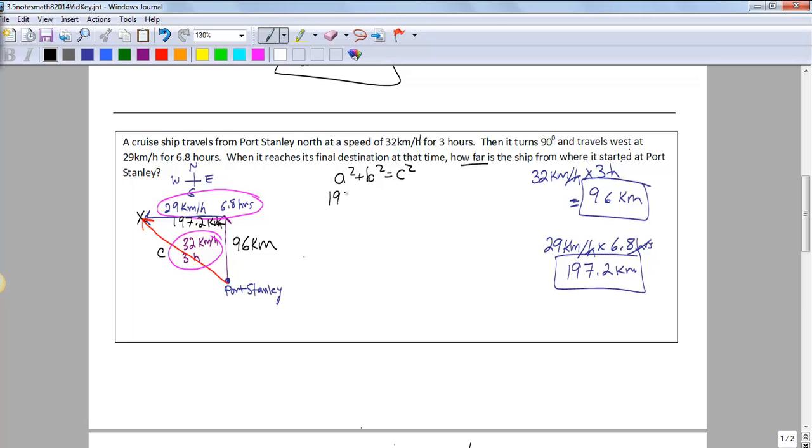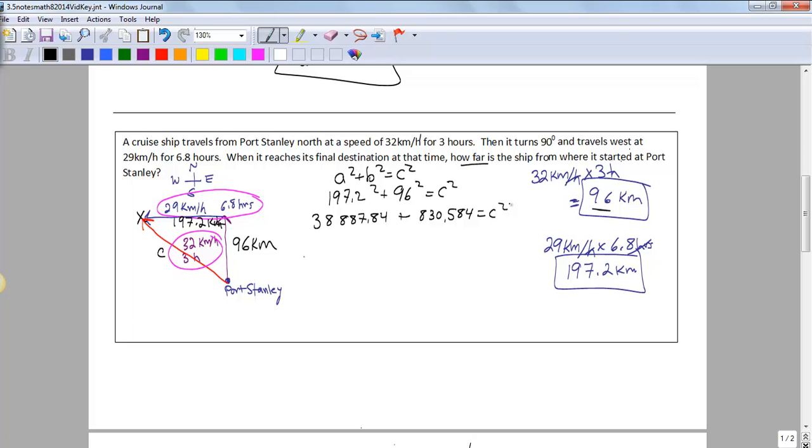So I'm going to put in 197.2 squared plus 96 squared plus B squared. I put those brackets in, but you don't really need them. Whatever. So 197.2 squared, that's a calculator question for me. Woo, big number. 38,887.84. And I'm going to add to that what 96 squared is, 9,216.